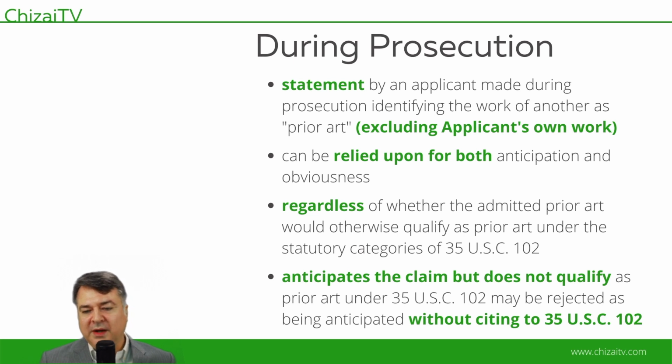So, the fourth point kind of restates this. If you have a situation where some disclosure or reference anticipates the claim but does not qualify as prior art under 102, your claim may be rejected as being anticipated even without citing to 35 U.S.C. 102. This means the examiner can say, you said this is prior art, it anticipates your claim, therefore I'm rejecting your claim, without even citing a rule at all. And so you can see here that your admission can be quite dangerous if it's not correct.